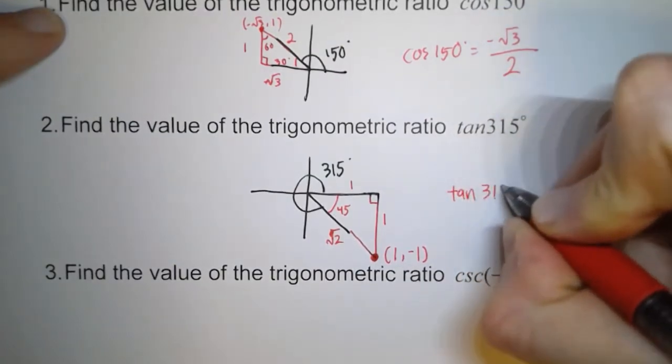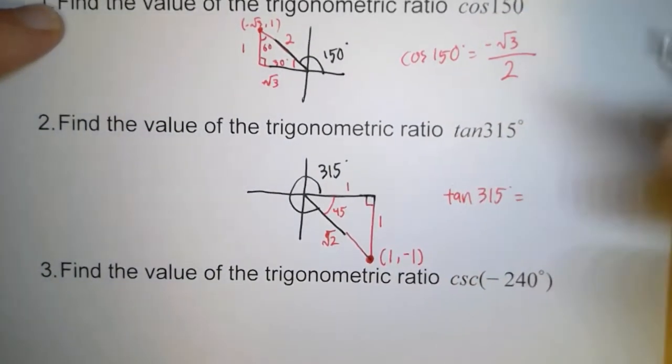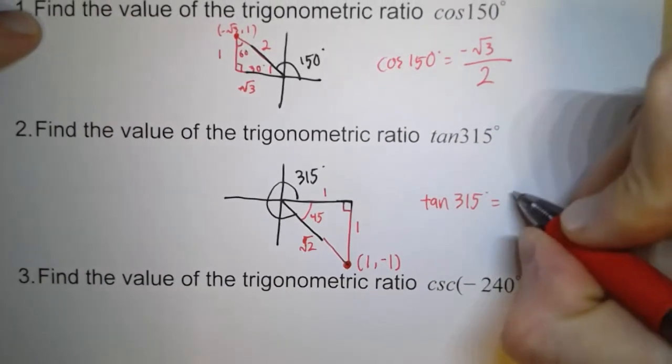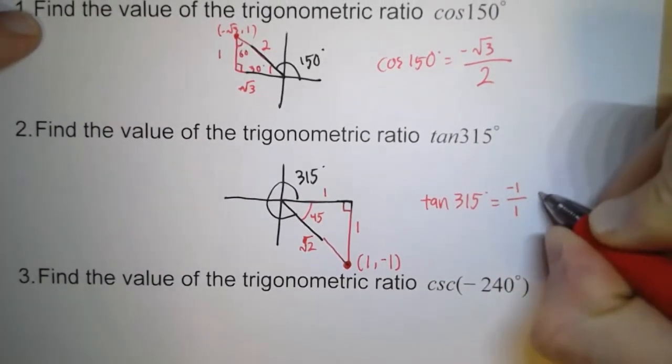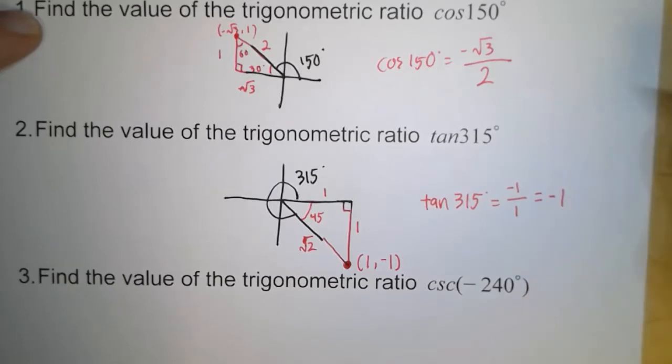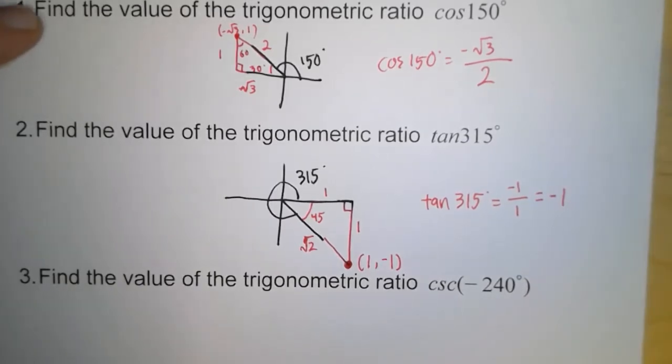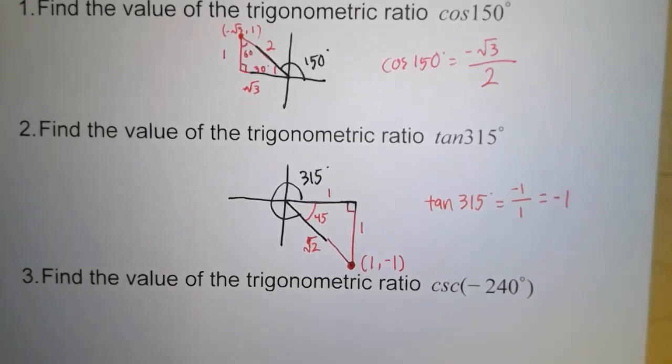And so tangent of 315 degrees is going to equal, well, we said that it's the y value, negative 1, divided by the x value. So that gives us a ratio of negative 1 for tangent of 315 degrees.